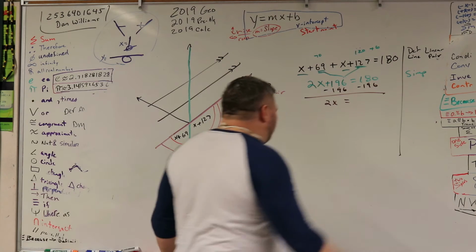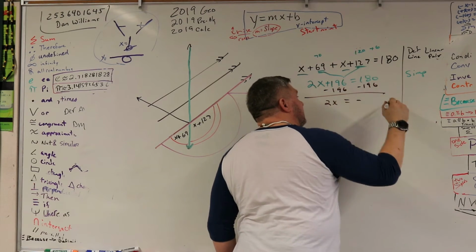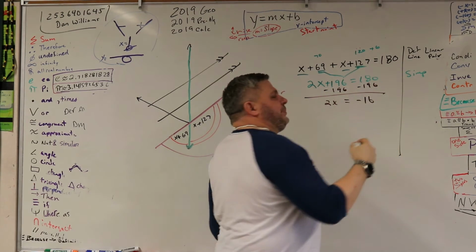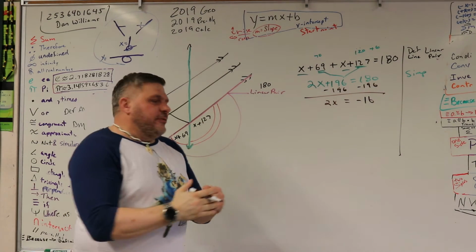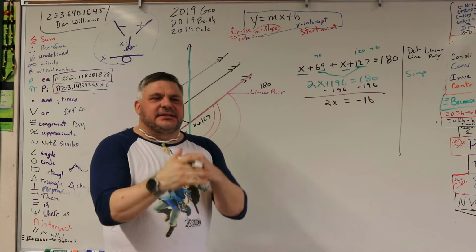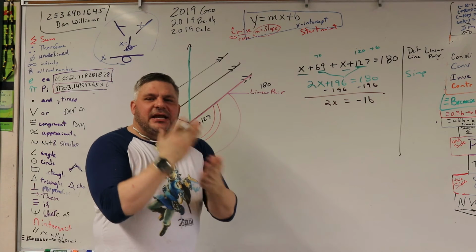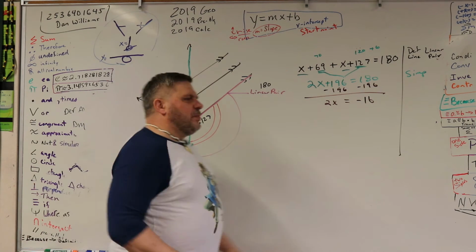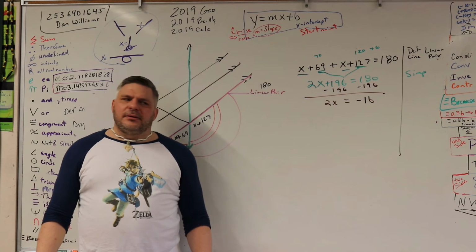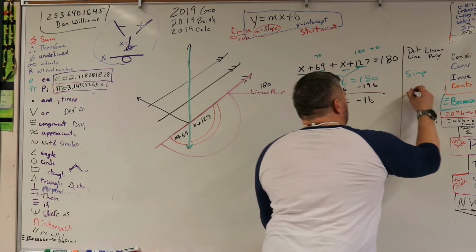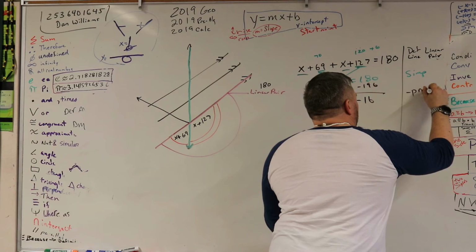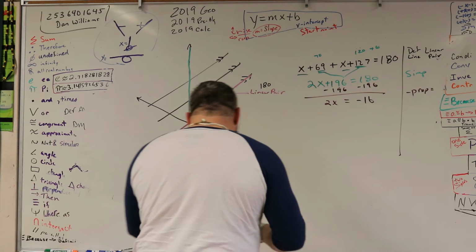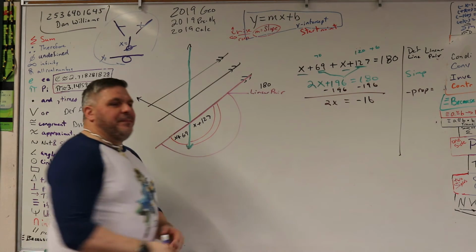-16. -16, thank you. Right? Okay, so 180 minus 196 is -16, right? There's a -16 difference, right? What rule was that? Subtraction property of equality, right? And then what?